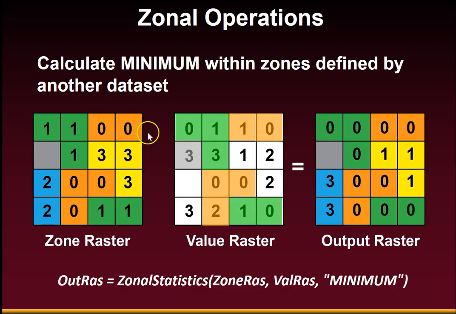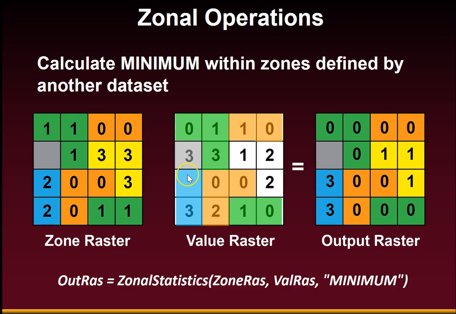The next zone is zone 1. And we can see here on the map, it's actually 2 disjoint zones as well. The minimum value within the green cells within zone 1 is also 0. Therefore, in the output raster, all of the cells in the green zone will also be coded 0.